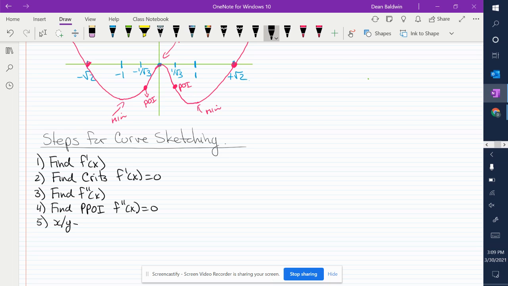X, you do it with the original. So the x, y-intercepts and the asymptotes, you can do all that right at the beginning if you want, or you can save it to the end. Some people do it at the end, some people do it at the beginning. So it's up to you.